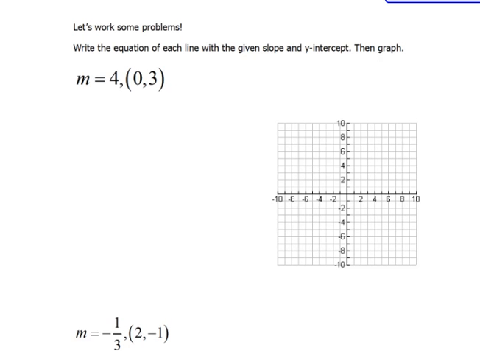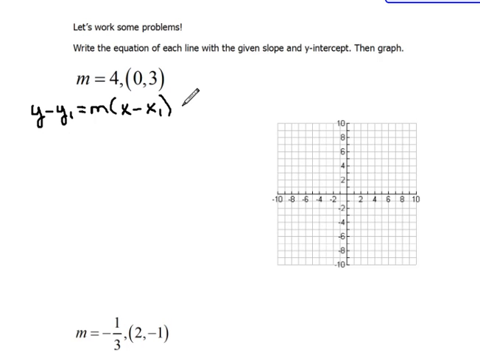All right, let's go ahead and let's work some problems. This one says write the equation of this line with the given slope and the y-intercept, then graph. So now I want you to get really used to every time you see write the equation of the line that you automatically start thinking that y minus y1 equals m times x minus x1, because that is your equation for writing lines.